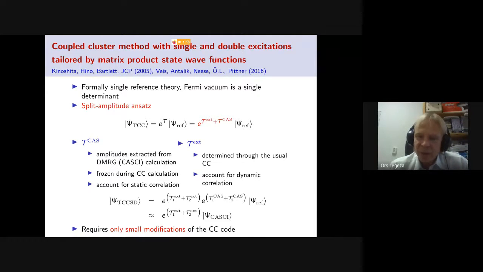Now, Libor already talked about TCC. The idea is that we have a full space, which we separate into two spaces, the CAS and the external space. For the CAS and external space, we can calculate the cluster operators, T_CAS and T_ext, and therefore we can just factorize the CC wave function according to this. And the idea is that the CAS space is solved by DMRG. From the DMRG, we get the matrix product state, and from this we get the CI coefficients, from which we can build up the cluster amplitudes for a given truncation, so that we did the CC singles and doubles.